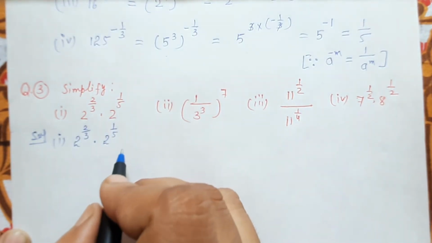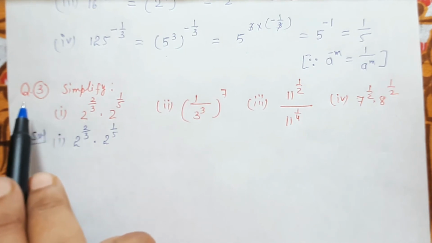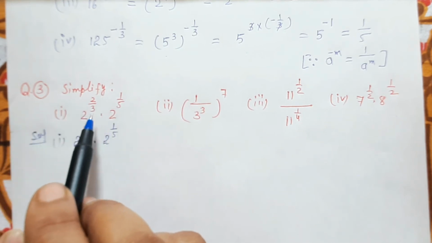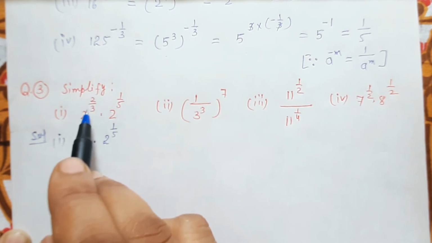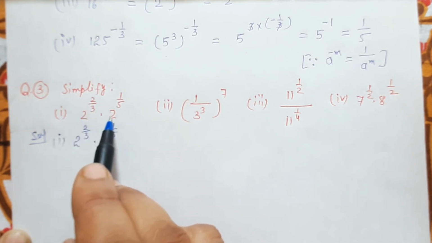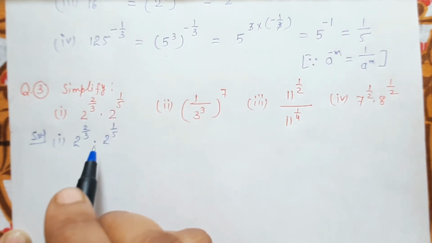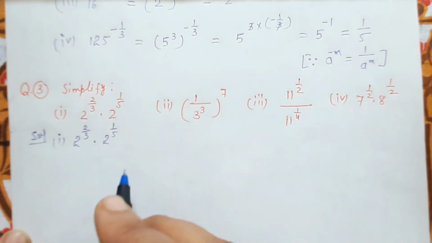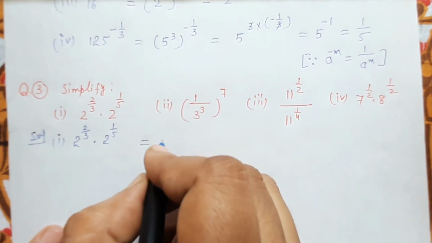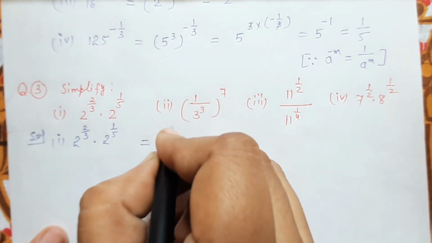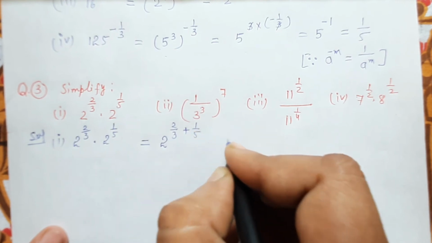So now this is the last question of the chapter and also from the exercise. Question number 3, simplify. Our first question is 2 raised to power 2 by 3 into 2 raised to power 1 by 5. Here the dot means multiplication. And we know the identity: if bases are the same, then powers can be added. So here we'll write 2 by 3 plus 1 by 5.